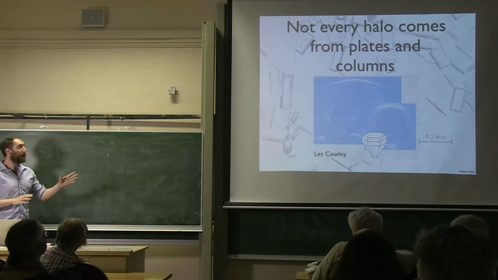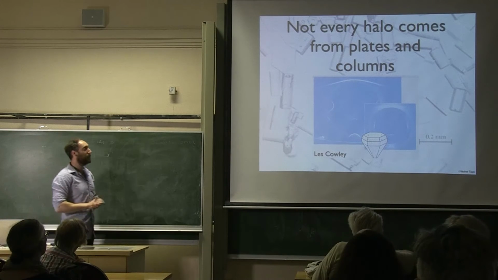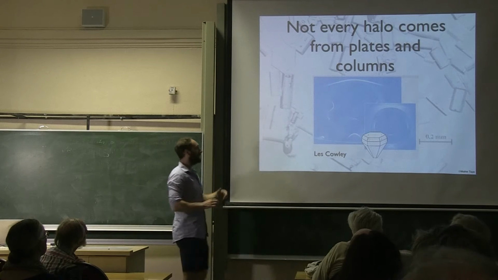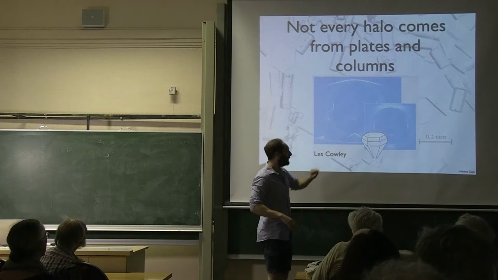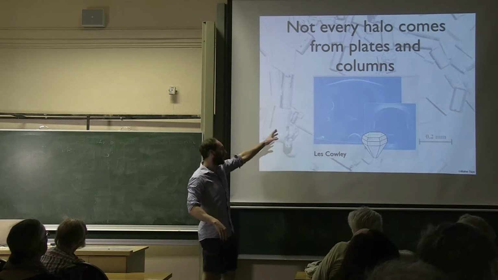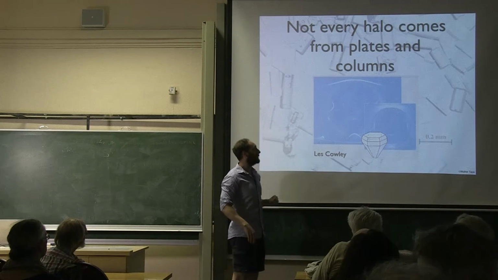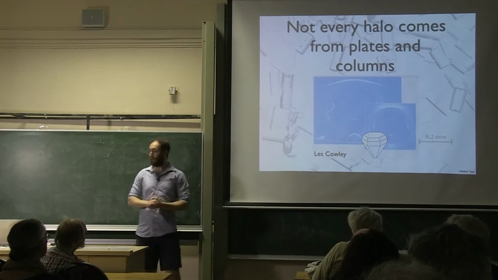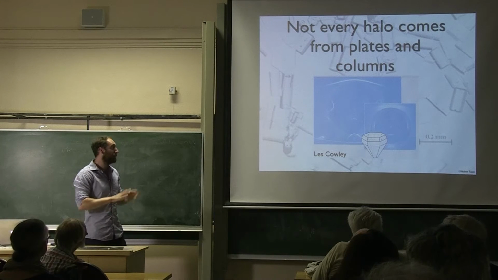So you can have different halos. This is a simulation here, but you can simulate what would happen with different types of crystal. And here we have a pyramidal crystal, and the pyramidal crystal can give rise to all sorts of different patterns. So we do see halos coming from pyramidal crystals occasionally, but they're a lot rarer.